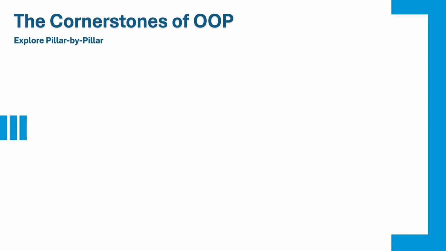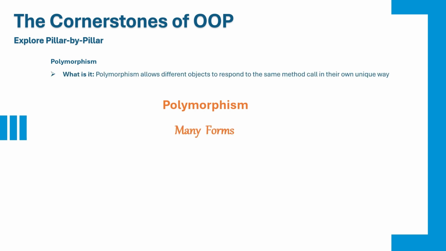Now let's dive into the final pillar of object-oriented programming, polymorphism. While the term might sound complex, the concept is simple and incredibly powerful. Polymorphism literally means many forms, and in programming, it allows different objects to be accessed through the same interface, but each providing its own specific behavior.